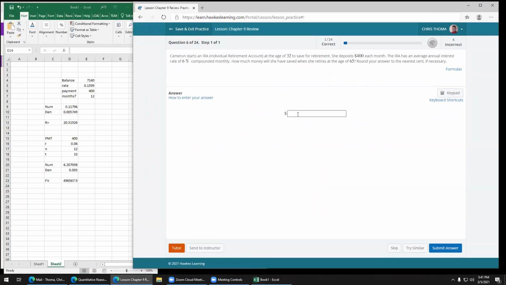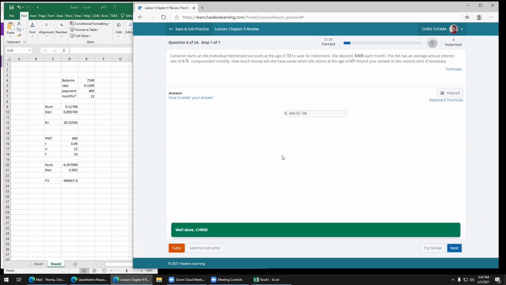This would be another one that's probably good to do in Excel, because if you make a small typo, it's easy to fix your formula in Excel versus in your calculator. So let's see if I did okay. 496,567 and 90 cents. No, you can see it's going to take some practice. I understand that these are pretty tough, not tough formulas, bad wording, complex, right? So knowing what formula to use is key.